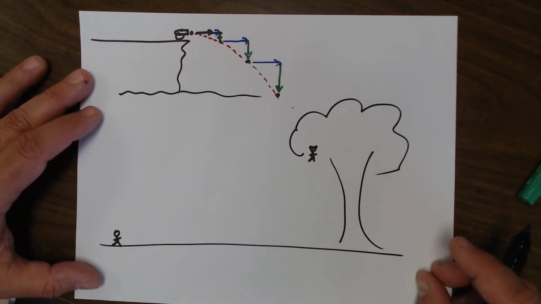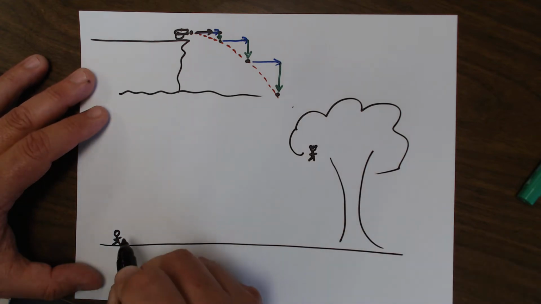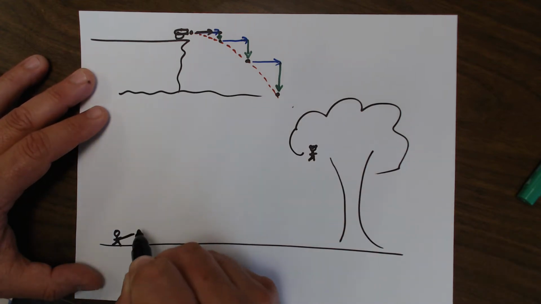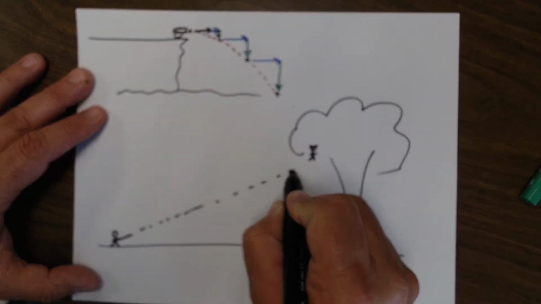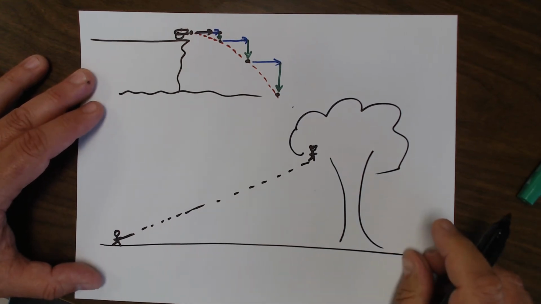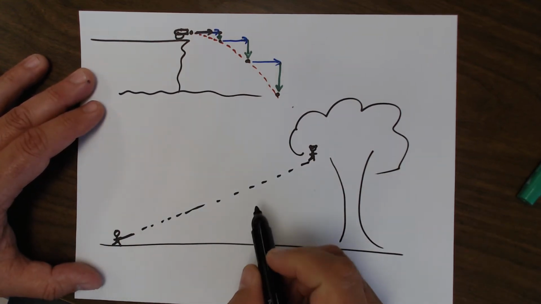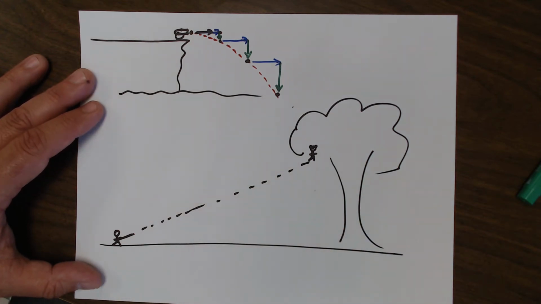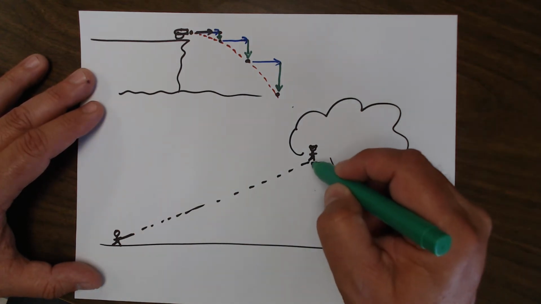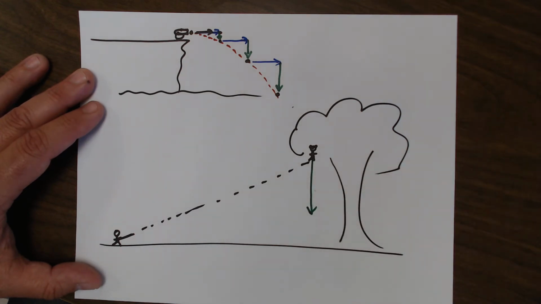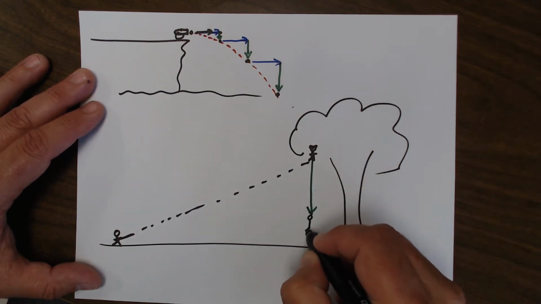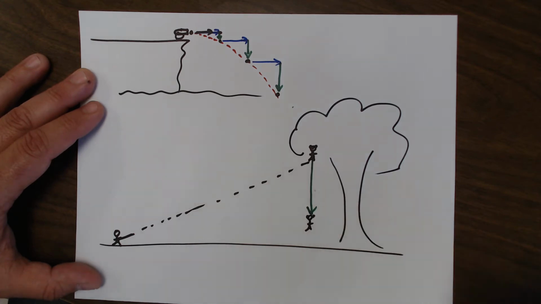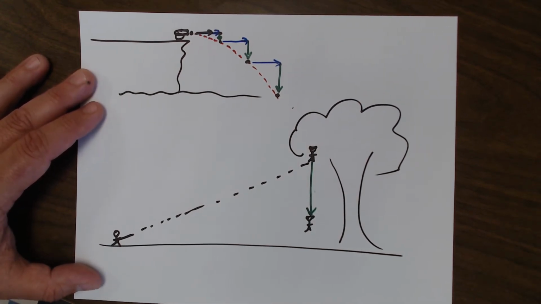And the monkey is in the tree, and the hunter points his rifle directly at the monkey and fires the gun. But the monkey is startled by the flash made at the firing of the gun, and so the monkey drops out of the tree and falls. And the question is, does the bullet hit the monkey or not?